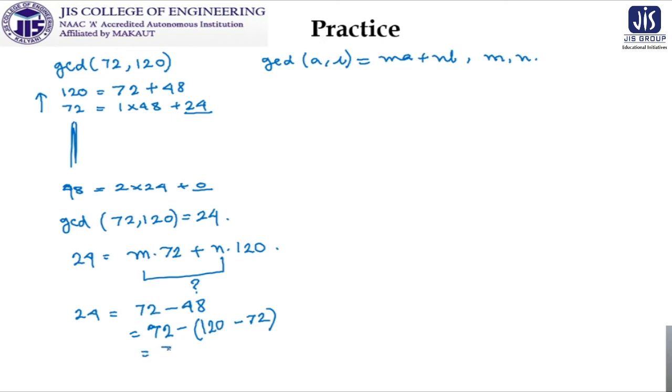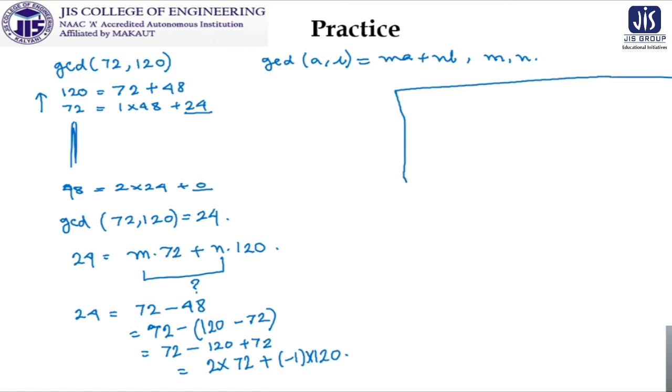Okay. So in the next line we can write 72 minus (120 minus 72), which is nothing but 2 into 72 plus (minus 1) into 120. So look at this, our target is to write it in this manner, where we get m equal to 2 and n equal to minus 1. Clear? Now I want to draw your attention to this particular segment.